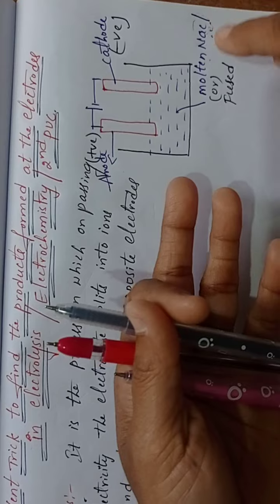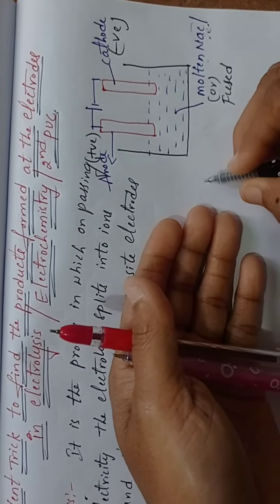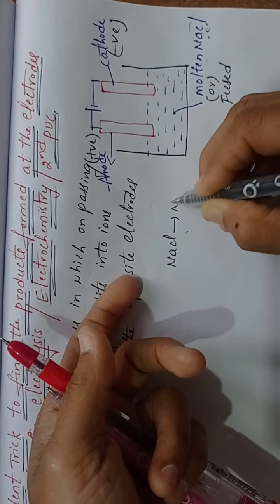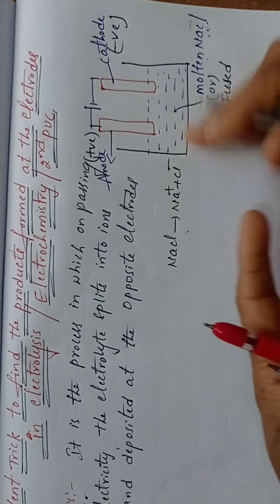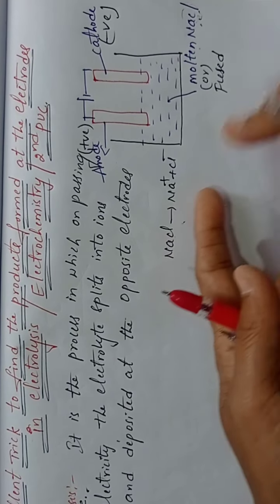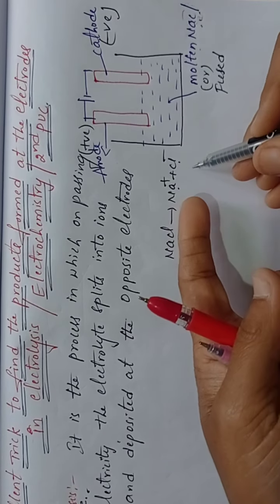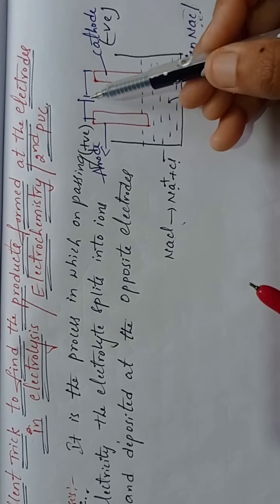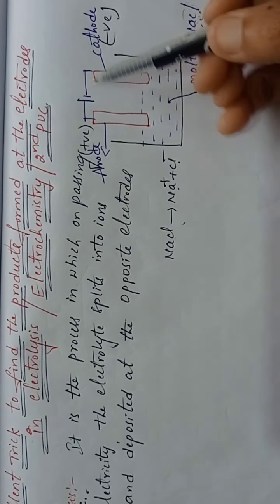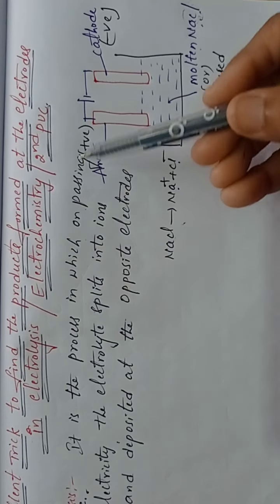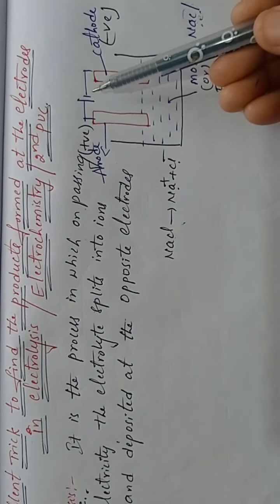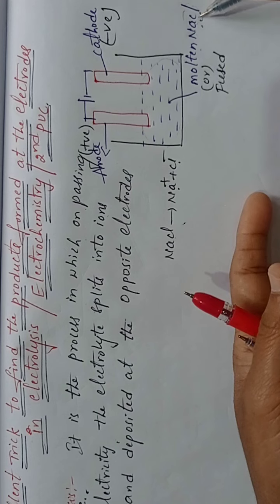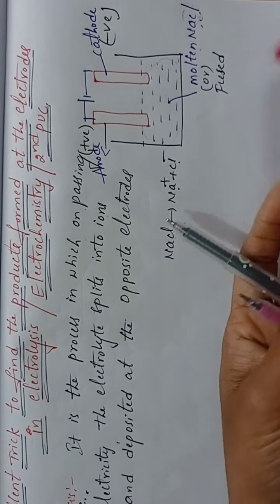Now NaCl first dissociates into Na plus and Cl minus ions, one cation and one anion. Whenever electricity is passed through the electrodes, the electrolyte splits into ions. What is electrolysis? It is a process in which, on passing electricity, the electrolyte splits into ions. So this is the molten NaCl, this is the electrolyte, students.